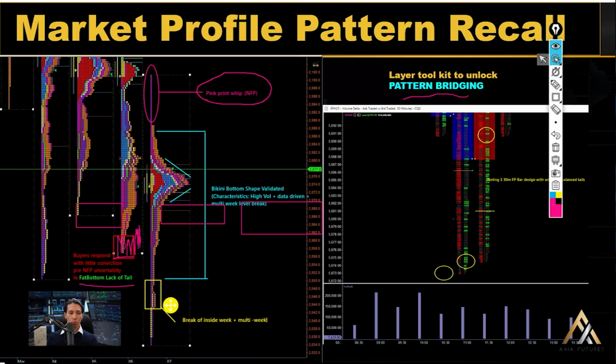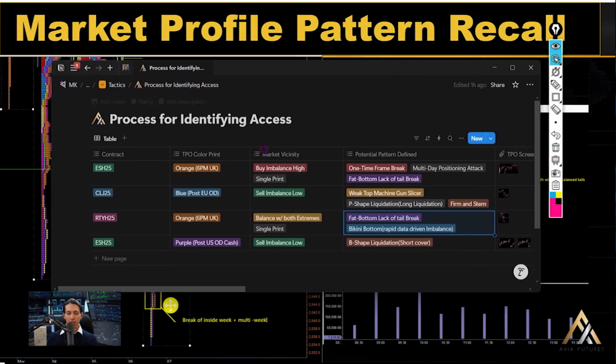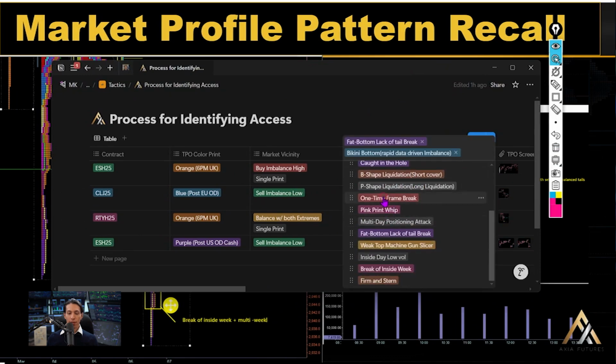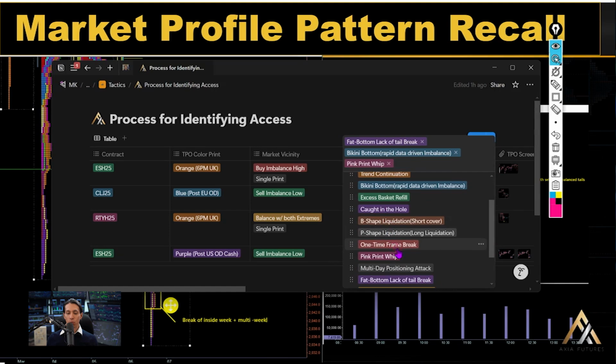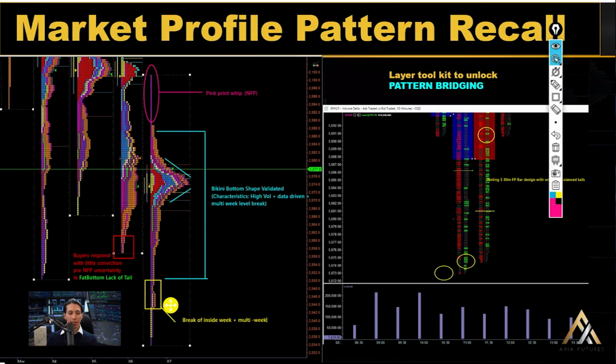Now, for those that have been watching my streams for a while, you might have heard of the white print whip, but we've changed the color of that data print to pink. So as you can see here, I have this available as well. Pink print whip. So just from a holistic standpoint, what does that mean? Well, it means that when data hits every day, usually at 8:30 US Eastern or 1:30 PM UK, usually you get a liquidation move, and sometimes, more often than not, it's a single print.